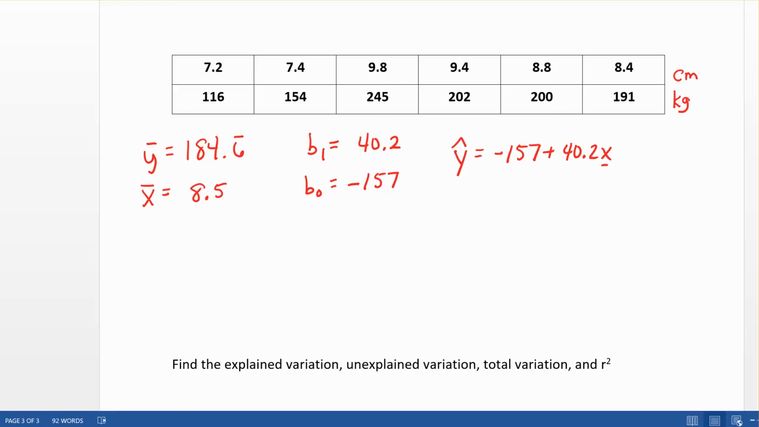So our instructions here are to find the explained variation. That's what we're going to do. We're going to actually compute that. Find the unexplained variation, find the total variation, and then the r squared value. So we want to do those 4 things for this problem. So let's look at the explained variation.